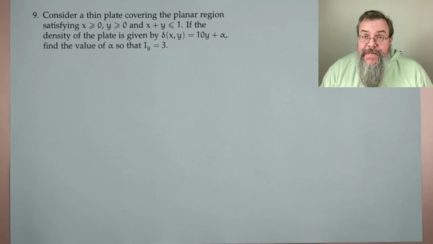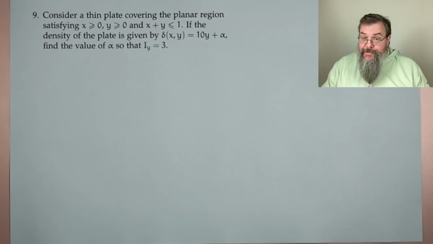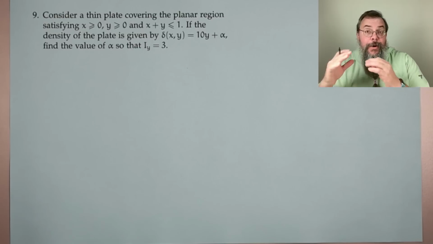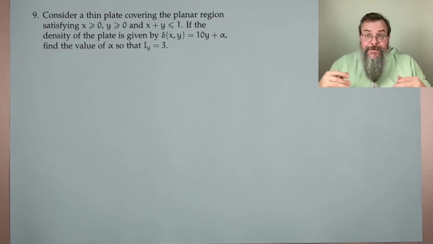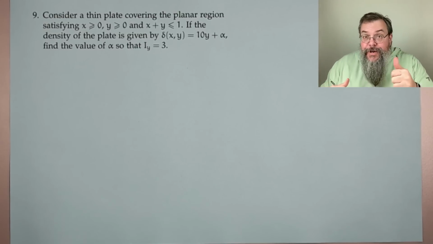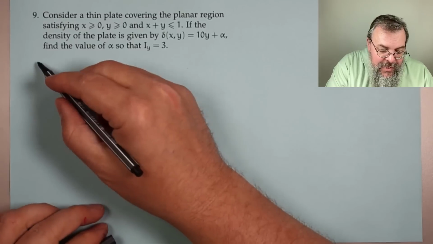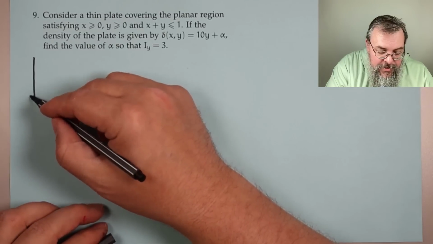Consider a thin plate covering the planar region satisfying x greater than or equal to 0, y greater than or equal to 0, and x plus y less than or equal to 1. All right, let's do a quick sketch. X, y both being greater than or equal to 0 means first quadrant. So we say, okay, we're in the first quadrant.